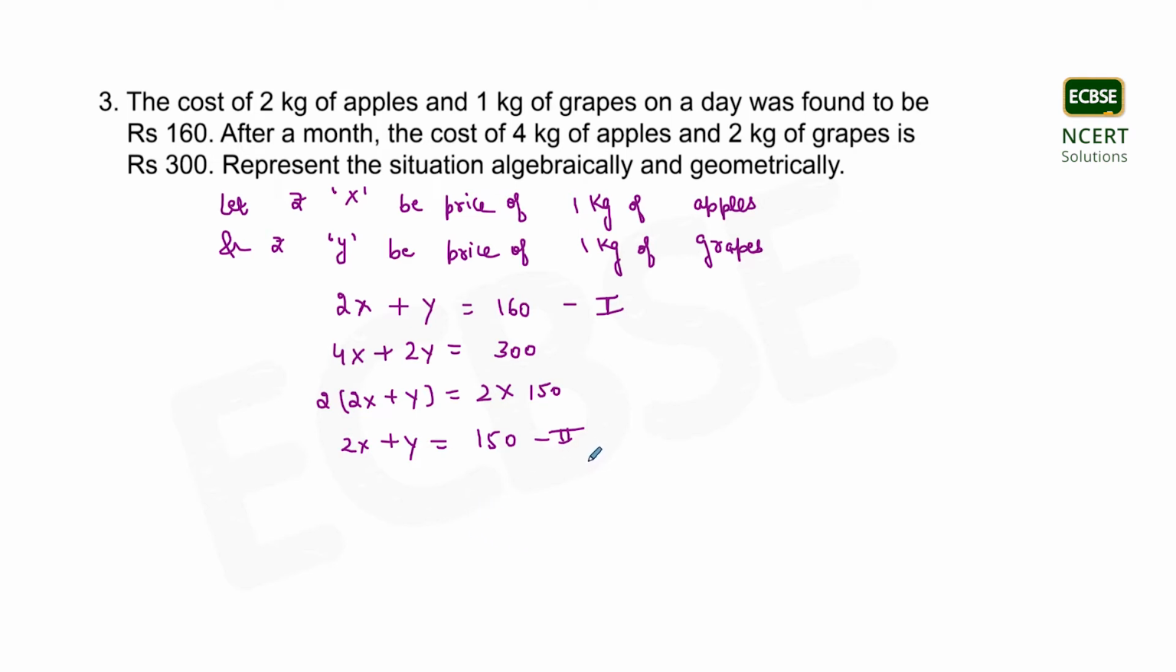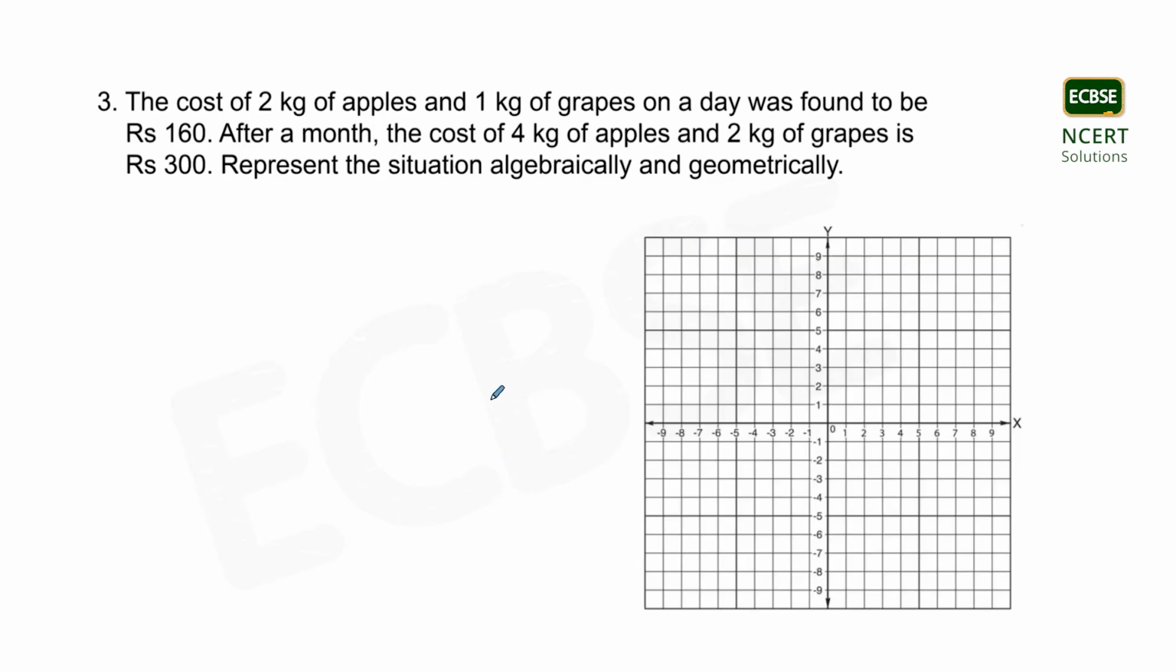So clearly we have been able to obtain two linear equations from the situation provided in the question. That is, we have represented the situation algebraically, as these two equations are algebraic, involving only constants and variables. The next step is to represent the situation geometrically, meaning we need to represent the equations obtained from this question on the graph. That's what geometric representation means.